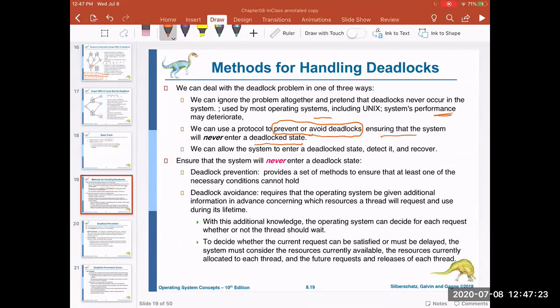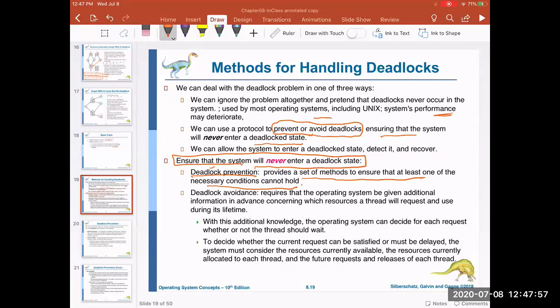There are two methods that ensure that the system would never enter a deadlock state. Number one is deadlock prevention. It provides a set of methods to ensure that at least one of the necessary conditions cannot hold. So of the four conditions that we discussed, at least one of them should not be true. Like all four should not be true at the same time. So we try to prevent deadlock by doing that.